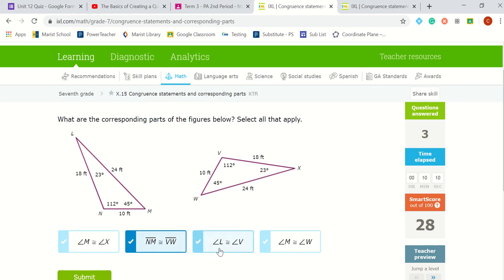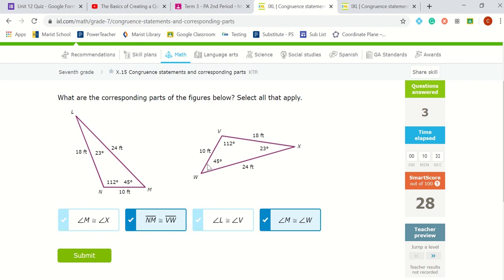Is L congruent to V? Okay, let's see here. L is 23 degrees. V is 112 degrees. No. Is M congruent to W? M is 45 degrees. W is 45 degrees. Yes, those are congruent to each other.